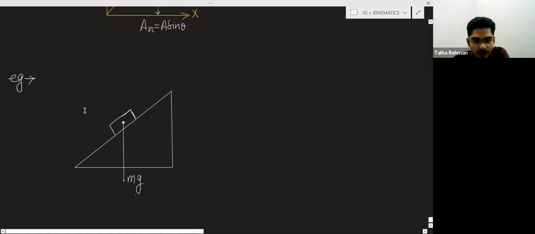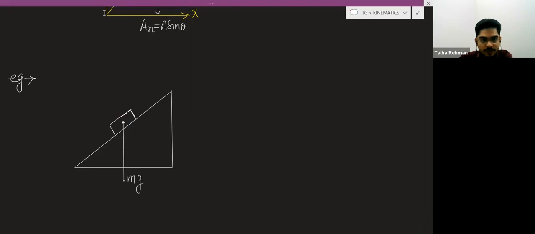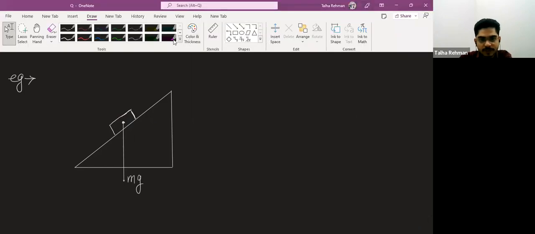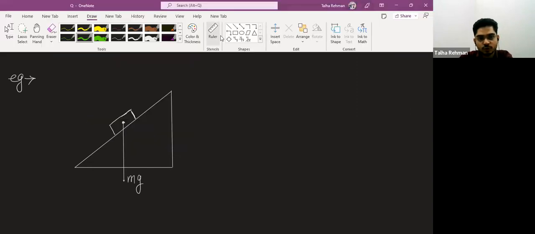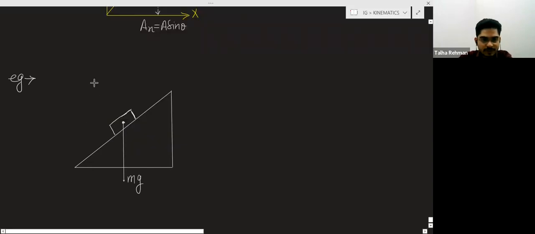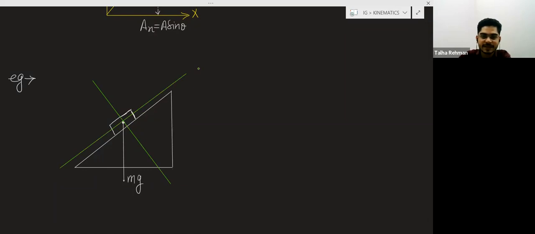Now in this case, if we want to take the components, then what we will do? In this case, we will take two axes. First axis perpendicular to the plane, and second axis parallel to the plane. Two axes we will take, and we will consider this axis as x-axis and this axis as y-axis.